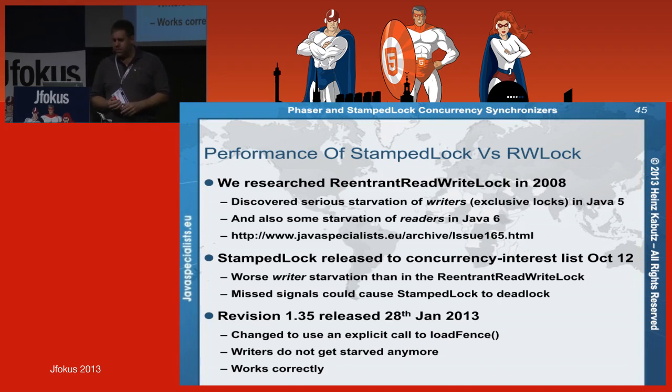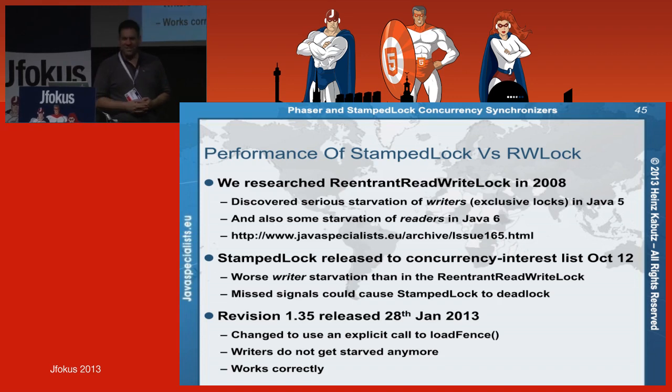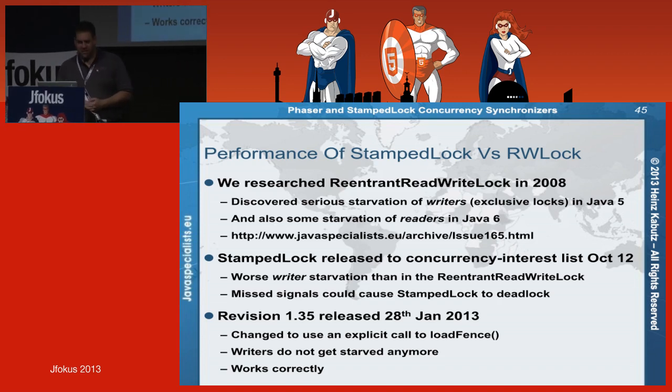Now, in October, the StampedLock was released, and the writer starvation was absolutely terrible. There was a bug in there. What would happen is that the threads would get stalled and wouldn't activate for like 1 million clock cycles. So you can imagine the starvation was absolutely dreadful. And they fixed that, fortunately. There was also a bug in that they had missed signals, and this meant that you could have deadlocks in the StampedLock. Now, I've not detected any deadlocks in the new version. It doesn't mean there aren't any. So user discretion is advised.